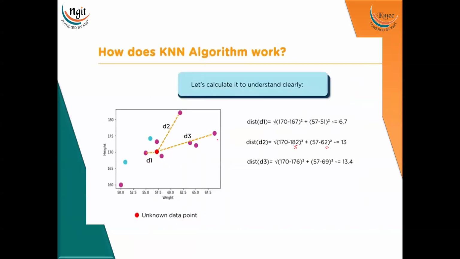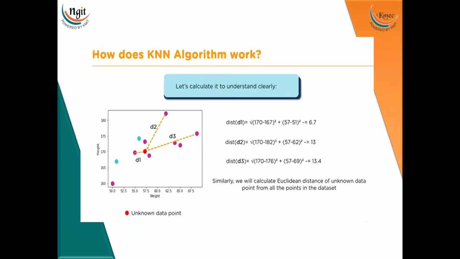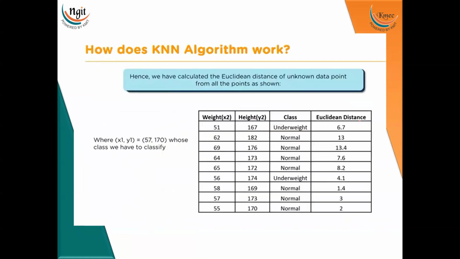Likewise, we are going to calculate the distance from the unknown point to all the points. After calculating, these are the values I got from the unknown data point to the given data points. For the first one I got 6.7, then 13, 32, 13.4. Likewise, I got these values. So we have calculated the Euclidean distance of the unknown data point from all the points, where x1, y1 equal to 57, 170 is the point we have to classify. Which class does it belong to?